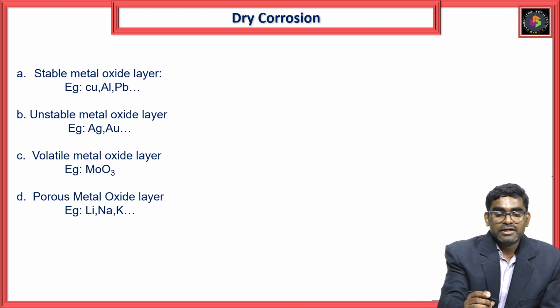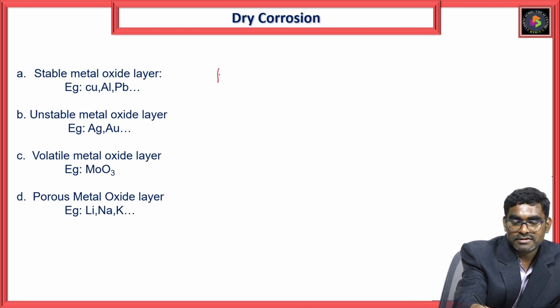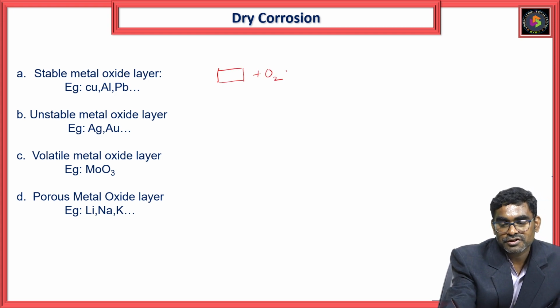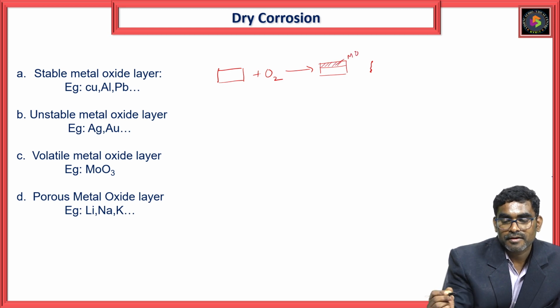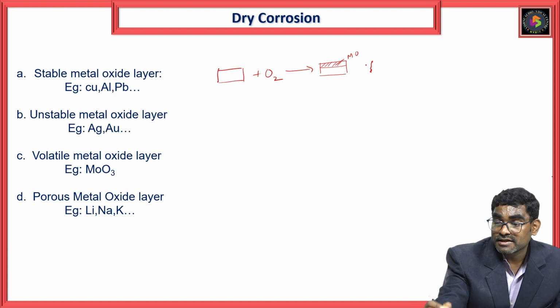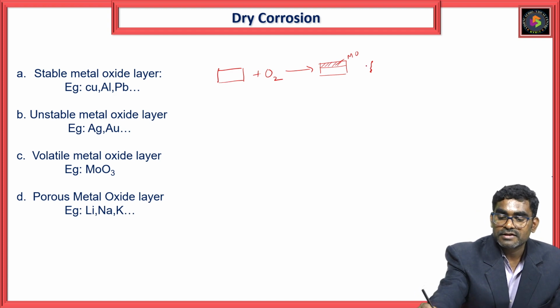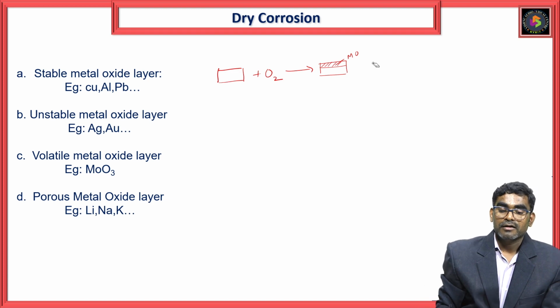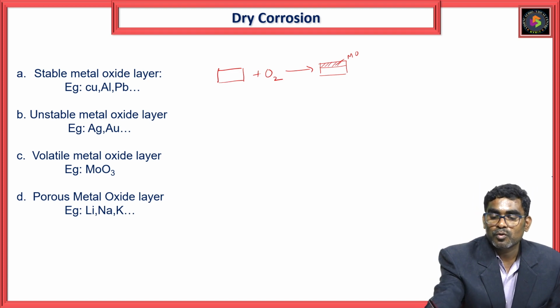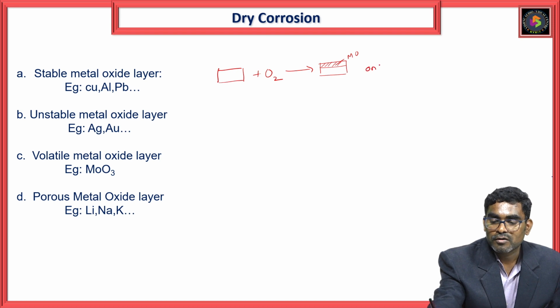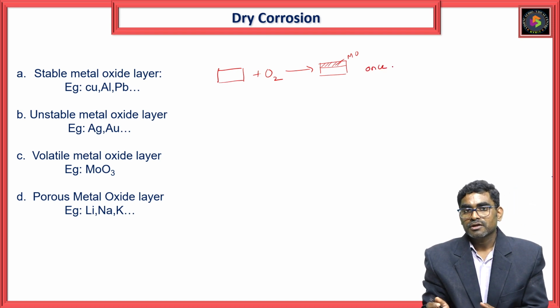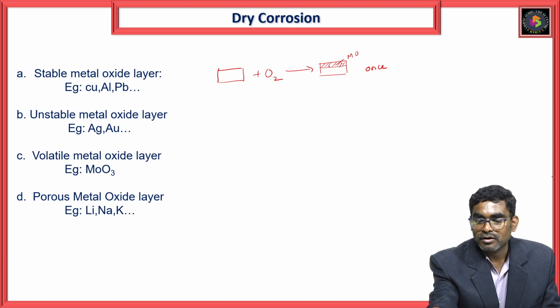Whatever metal oxide layer we have, see, it is a metal. This metal, after oxidation, forms a metal oxide layer. See, this is the surface, assume this is the metal oxide layer. So if this metal oxide layer is stable, then corrosion takes place only once. Meaning the metal undergoes oxidation and on the surface a metal oxide layer forms.